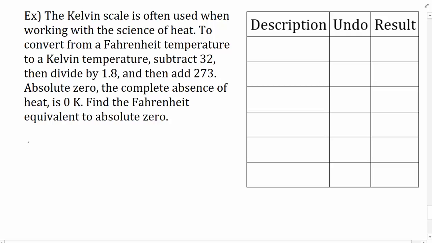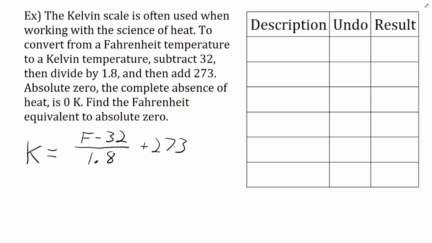Let's start by writing an equation. This equation helps us find Kelvin. We'll start with degrees Fahrenheit and subtract 32. Then we divide by 1.8. And finally, we add 273. This equation will convert degrees Fahrenheit into Kelvin. We want to figure out degrees Fahrenheit at 0 Kelvin. So we're going to end up with 0.